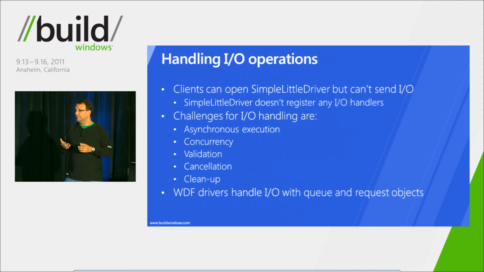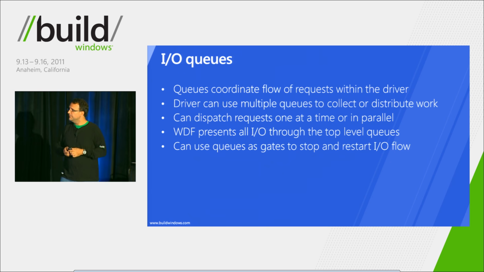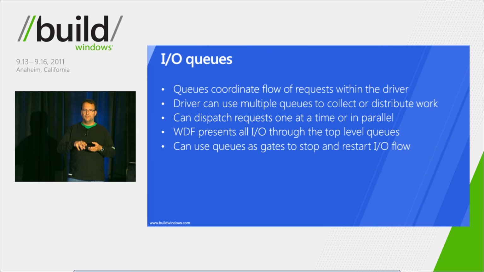And this was something we took the experience we had doing other drivers and other abstractions we've done, and we turned this into two core objects. We have I/O queues and we have requests. So I/O queues coordinate flow of I/O through the driver. The idea is that you can create one queue or multiple queues, so you can use them to collect work or distribute work through your driver, or distribute and then recollect.